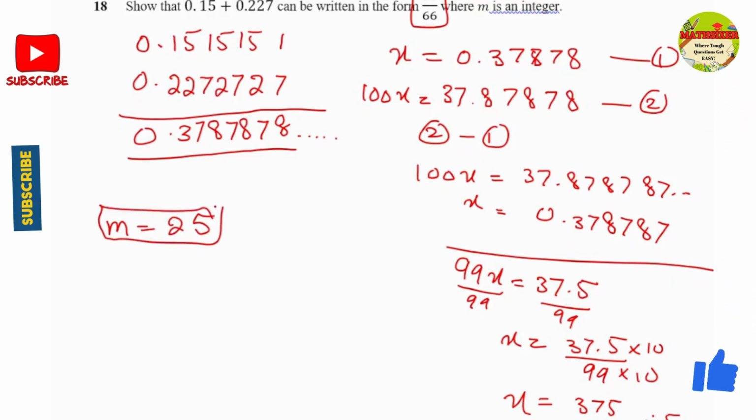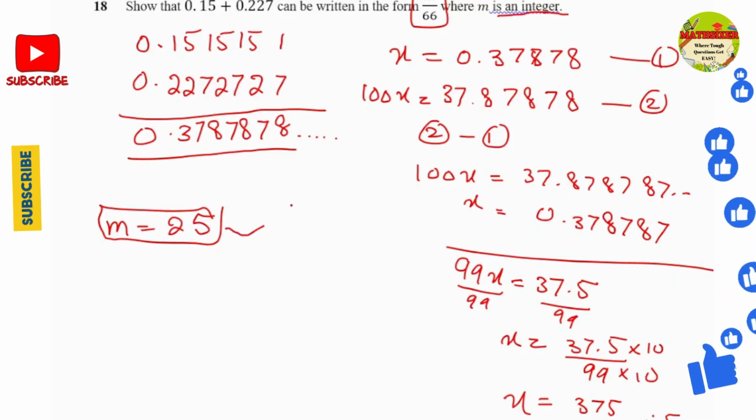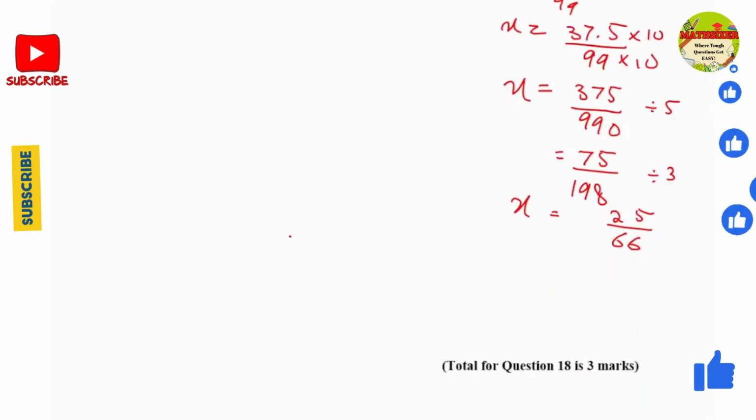And m is an integer? Yes, it is an integer. So it clearly says that this is an integer. So we have m as an integer. Okay, let's move on.